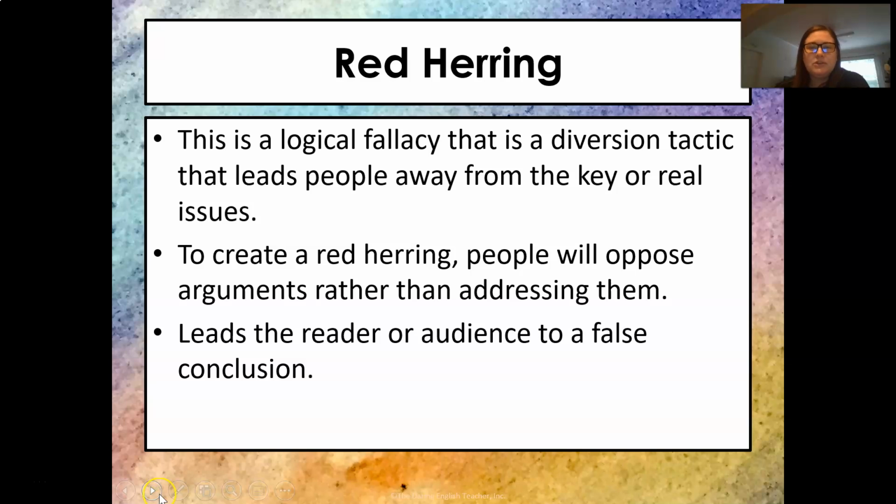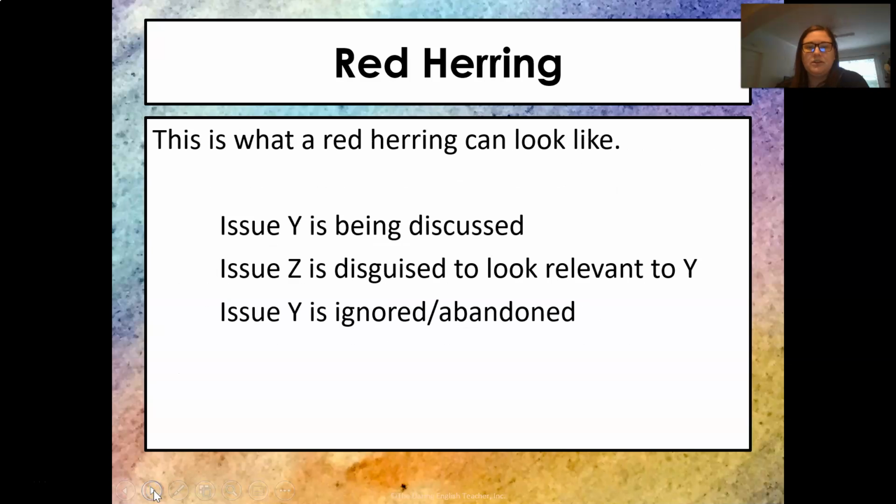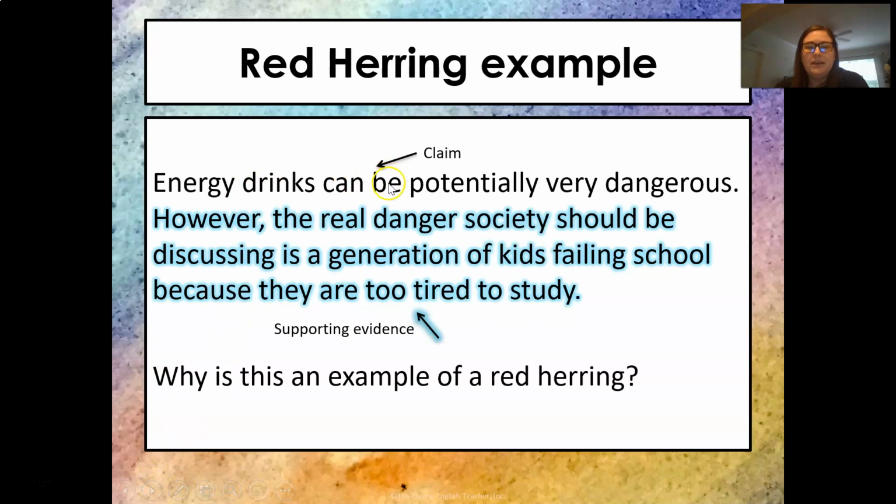A red herring is when you try to divert or distract attention from the real issue. So we're talking about issue Y, and then we use issue Z, a different issue, disguised to look relevant to Y, so that people forget the original issue and focus on issue Z. Here's an example. Energy drinks can be potentially very dangerous. However, the real danger society should be discussing is a generation of kids failing school because they are too tired to study.